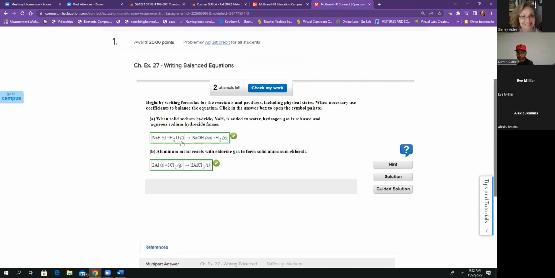You just have to make sure that you put all these little symbols in there because they're describing it to you. See how it says added to water, hydrogen gas is released, sodium aqueous. See, so it's telling you everything that you need to add on there. All right.